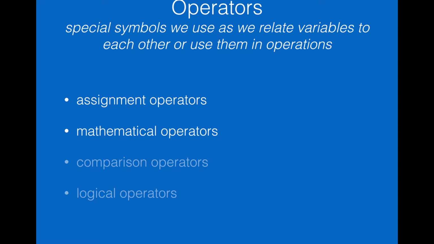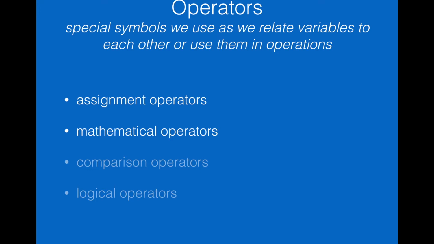Next concept is that of operators. So you've seen one of these, the assignment operator. These are special symbols we use as we relate variables to each other or use them in operations. We're going to look at a model for how we use operators in normal situations, but you have here a few categories of operators. The first 2 are those that we'll be covering this lesson, and then there's 2 other examples that we'll cover down the road. So we're looking at the assignment operators. One example of those is the single equal sign. That is the standard assignment operator.